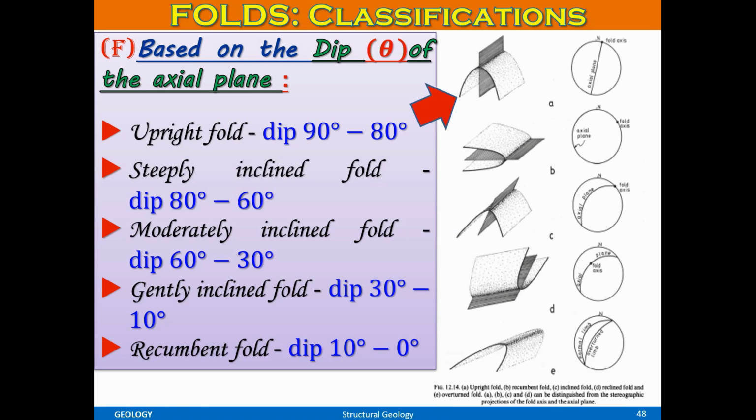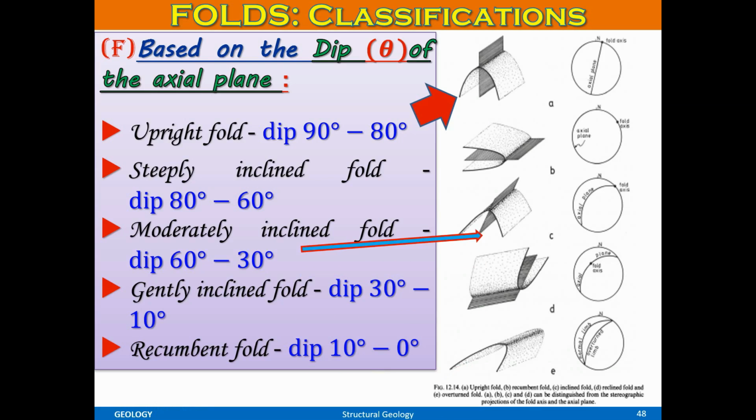So this is your upright fold, where you can see the axial plane is vertical. When the axial plane is almost vertical, I mean the dip could be within 80 to 90 degrees, then you will say it's an upright fold. These are very general terms used in geology. You should know that upright means the axial plane is almost perpendicular to the horizontal plane. Now a steeply inclined fold is when the dip is almost 80 to 60 degrees.